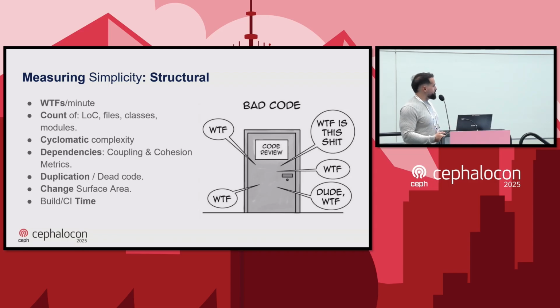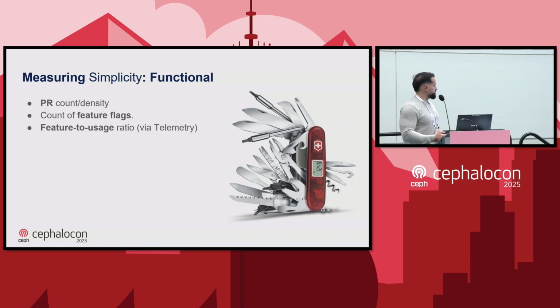We have other metrics which are easier to measure, like count of lines of code, files, classes, modules. We have pseudo-standardized or old-fashioned metrics like cyclomatic complexity, dependencies, cohesion, coupling, afferent coupling. We have other metrics like code duplication, change surface area, or build or CI time, to measure the complexity of a system from a structural perspective.